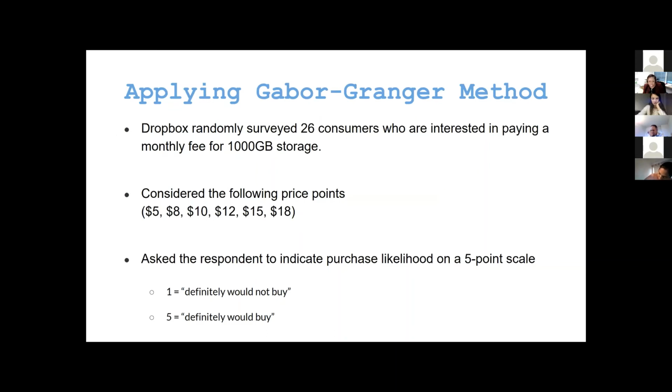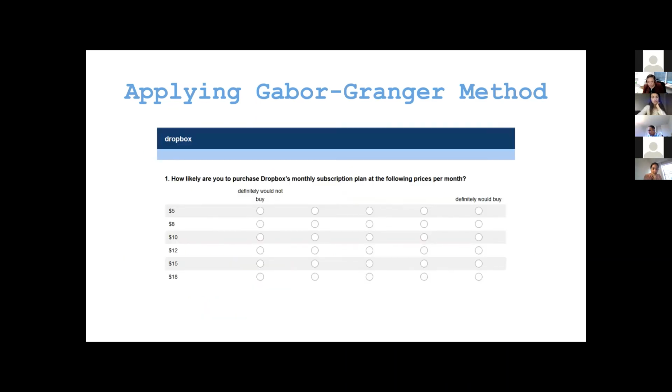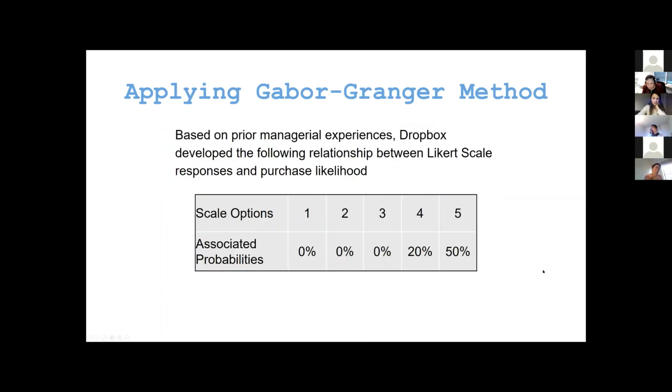In the survey, they asked, what's your willingness to pay if you paid $5 for this, if you paid $8, 10, 12, 15. The respondents were asked to indicate the purchase likelihood on a 5-point scale, where 1 was definitely would not buy, all the way up to 5, definitely would buy. So here's an example of the survey done online. How likely are you to purchase Dropbox's monthly subscription plan for the 1,000 gigabyte service per month? As you see the prices on the left-hand side here, I'm using a mouse circle, and then they can click on bubbles to indicate their likelihood.